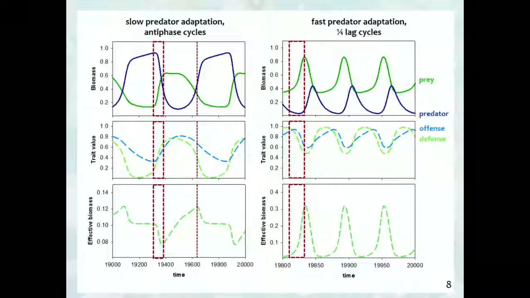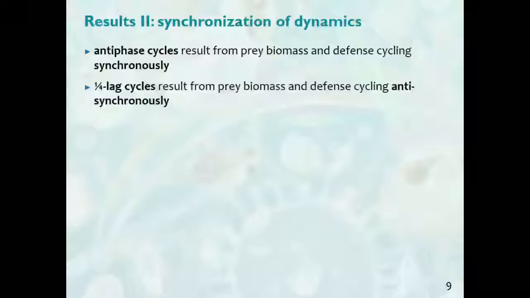So we did a lot of analysis, but this was basically the result that we always got out of it. The phase relationship between the predator and the prey in the end is determined by whether the prey biomass and the defense cycle in sync or out of sync. And we then compared this to experimental data, and then we compared this to the results of other models, and this result always holds up. So this was always the underlying mechanism for it. It's just that nobody else thought to look at it this way before.